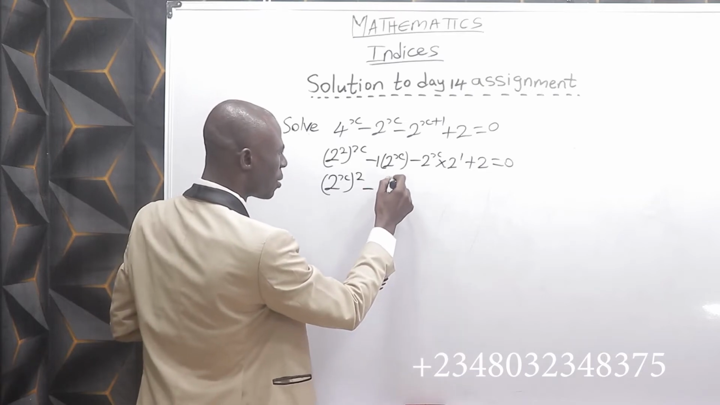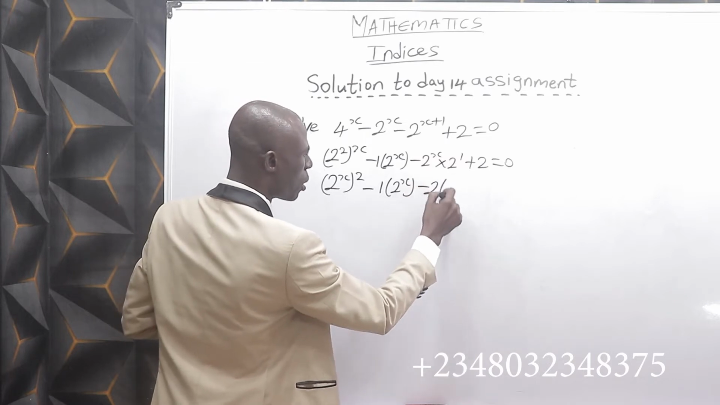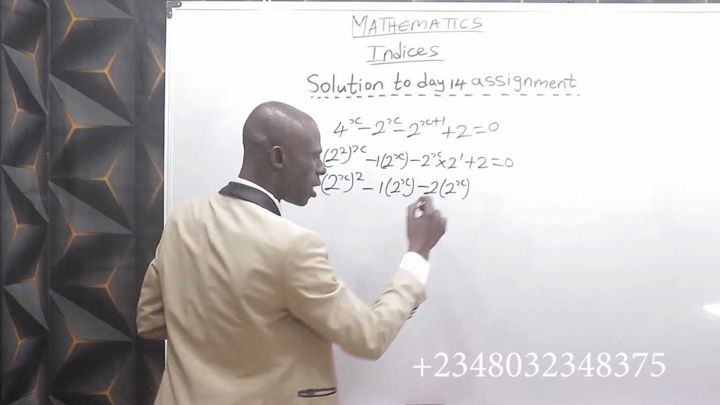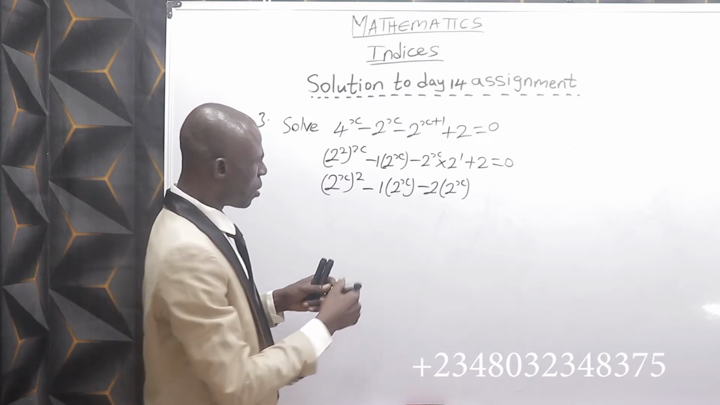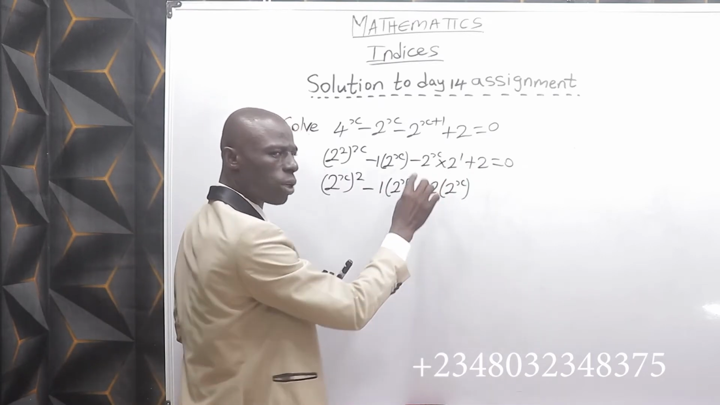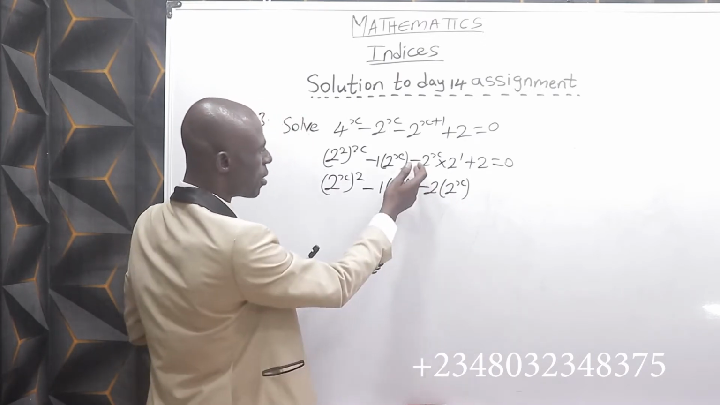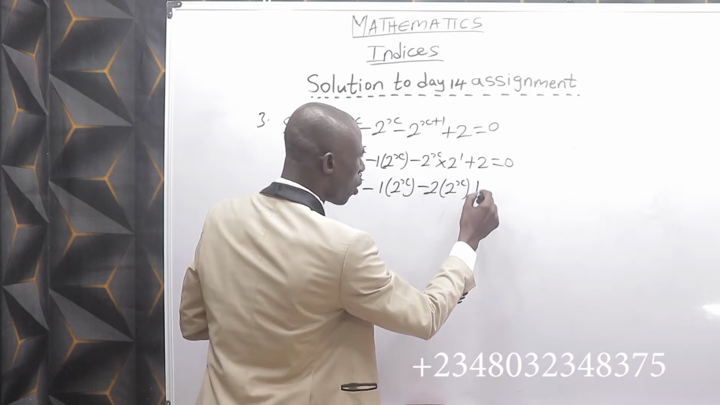Minus 1 into 2 raised to power x, minus 2 into 2 raised to power x. Let me explain that. 2 raised to power 1 is 2. When you multiply it with 2 raised to power x, it gives you 2 into 2 raised to power x. And this negative sign is for them, plus 2.